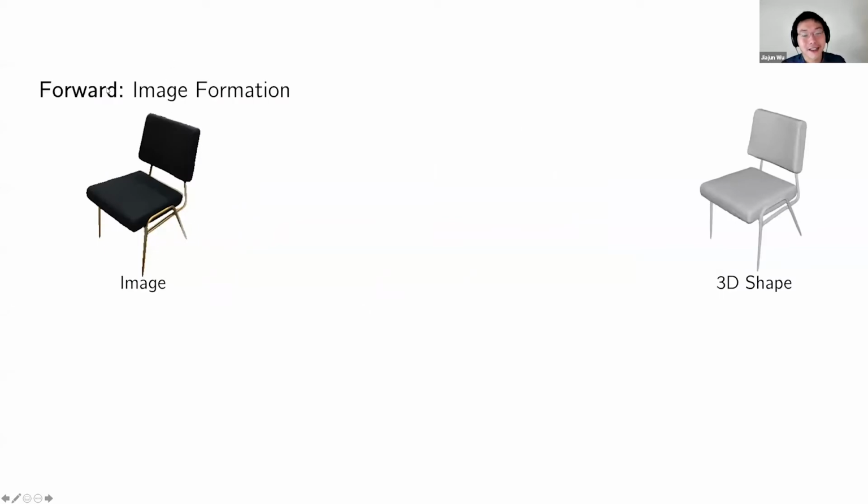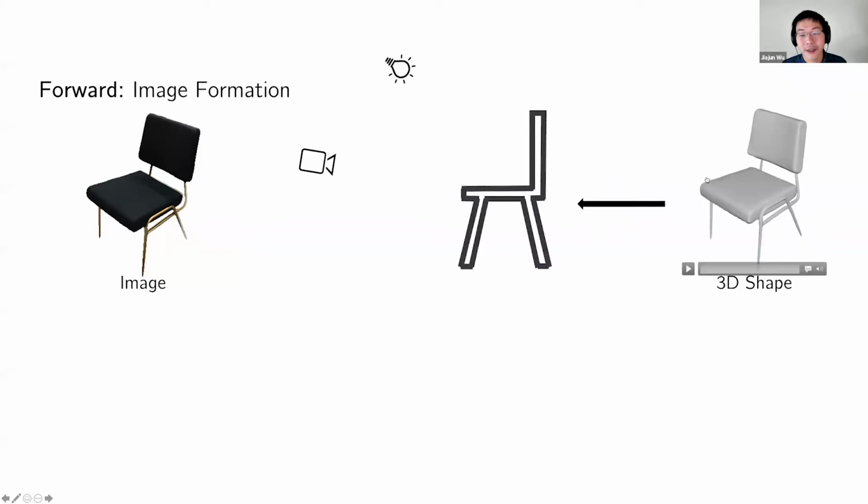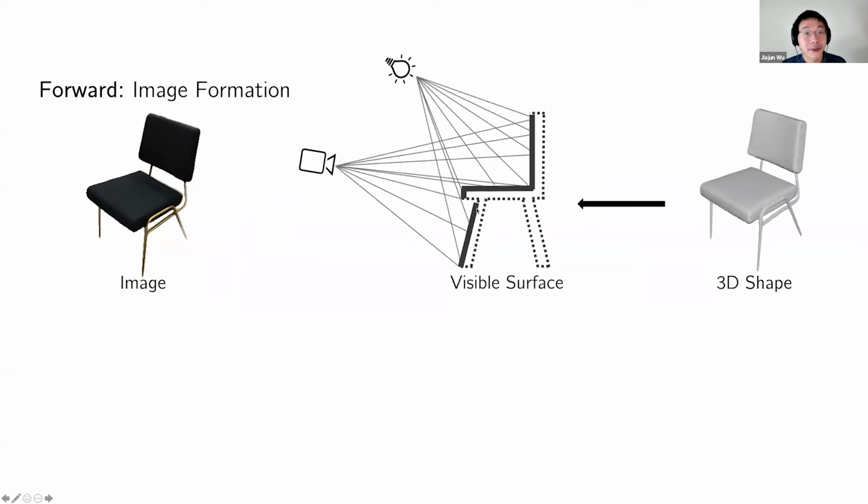The forward process going from 3D shape to 2D image is like image formation. How it works is you have this 3D shape, you put it in 3D space, and there's maybe a light source, and it sends rays to the objects, and it hits the visible surfaces, and the rays get reflected into the camera. In front of the camera, there is an image plane, and that's why you are seeing the object in the image.